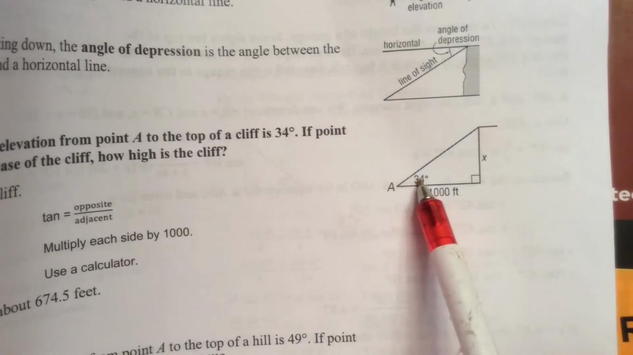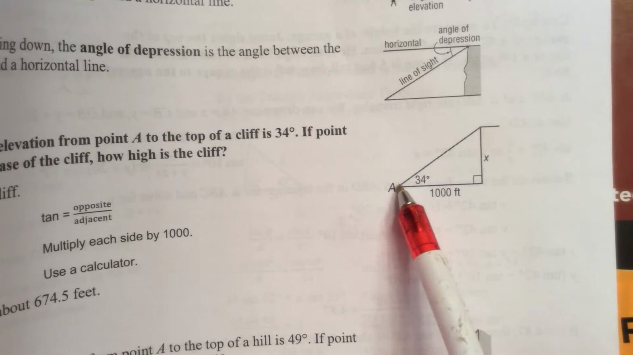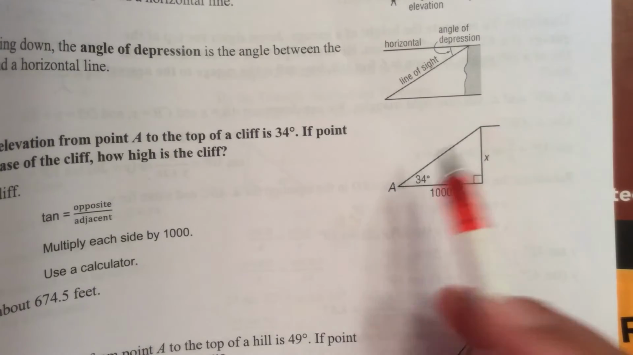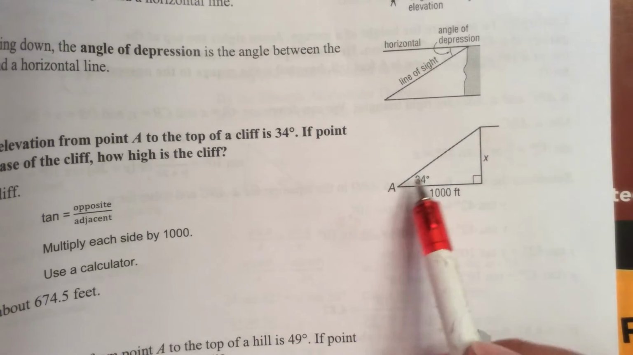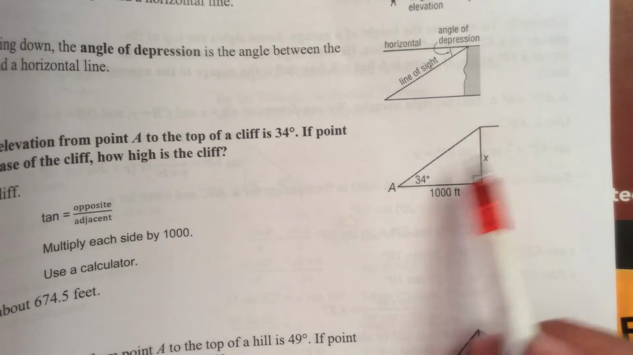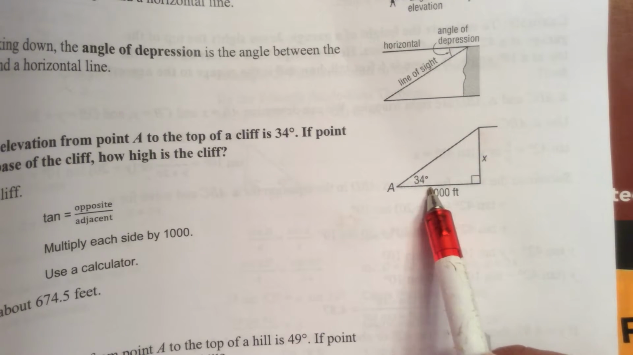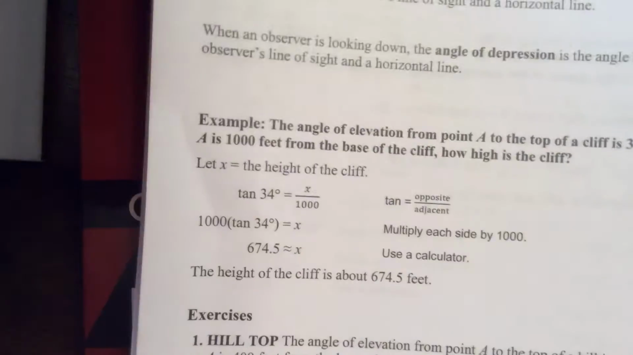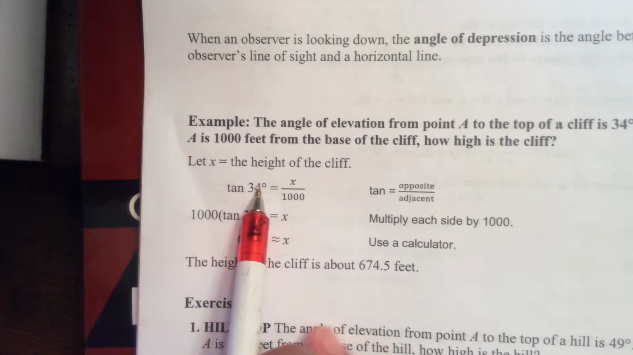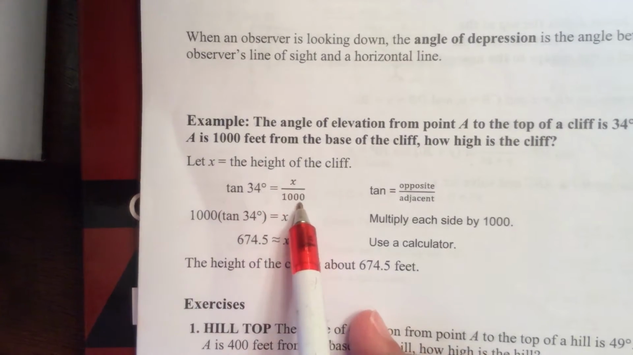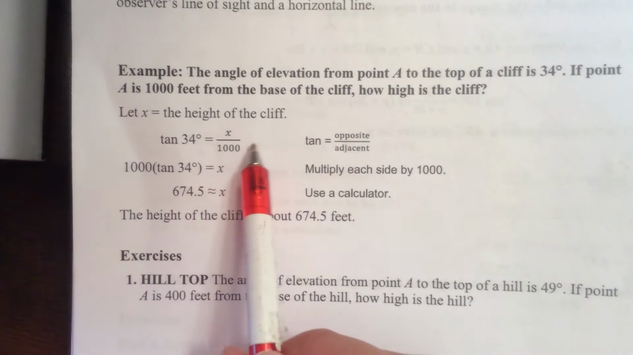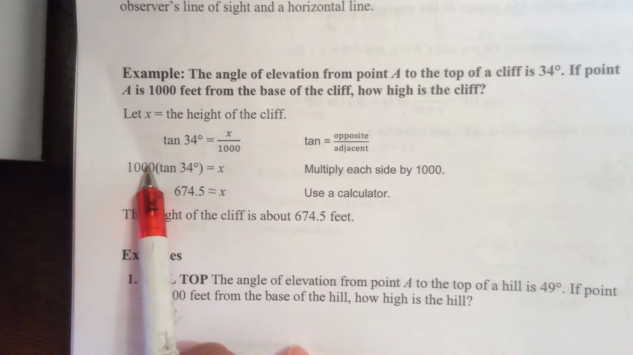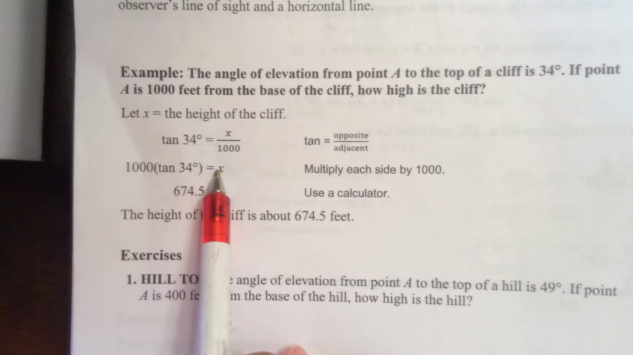So we have point A, 34 degrees. We know that point A is 1,000 feet from the cliff. We're trying to figure out how high this cliff is. Since we're dealing with angle A, we know that this is the opposite side and this is the adjacent side. So opposite, adjacent, we know that we're dealing with tangent. So the tangent of 34 degrees is equal to x over 1,000. In order to figure this out, we multiply by 1,000 on this side and 1,000 on this side. So we get 1,000 tangent of 34 degrees is equal to x.